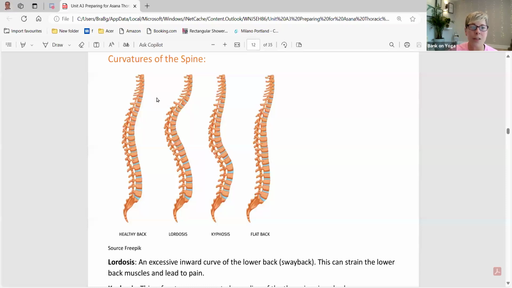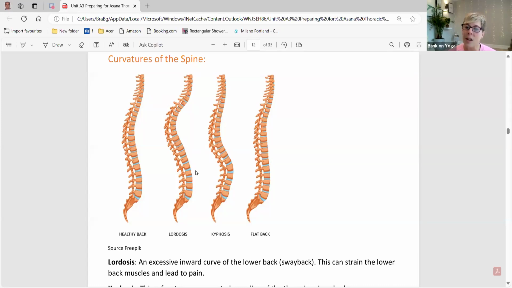So when we look at these different spines, the very first one is what they class a healthy spine. The next one here, the lordosis, is an excessive inward curve of the lower back. So rather than this being nice and flat, you can see that this is almost protruding forwards.